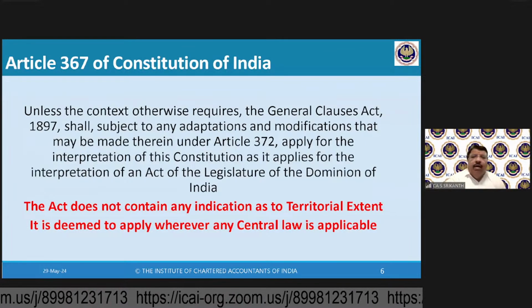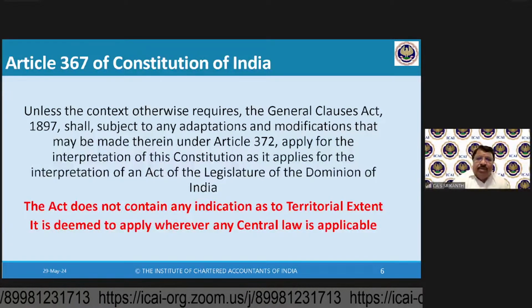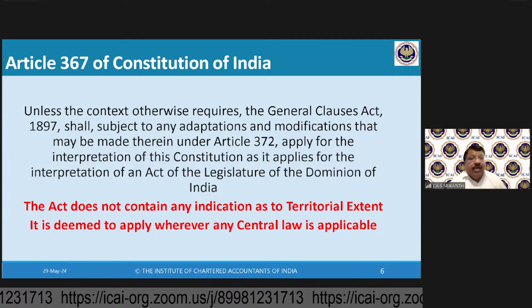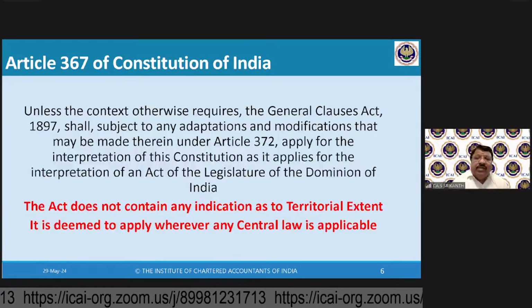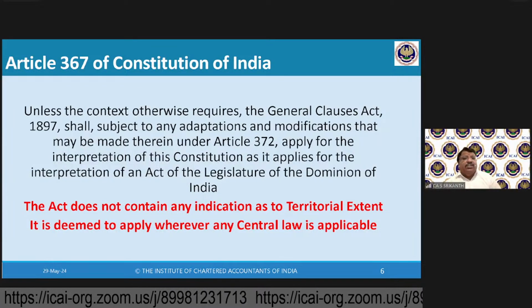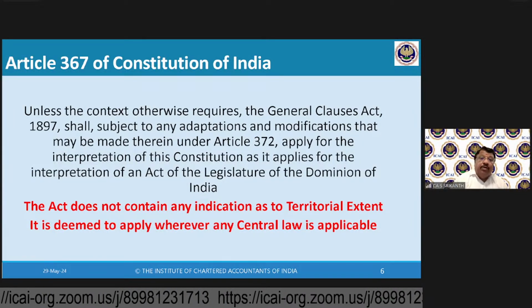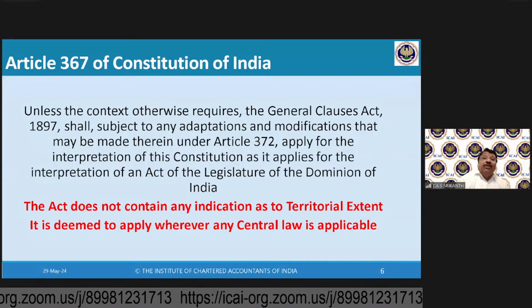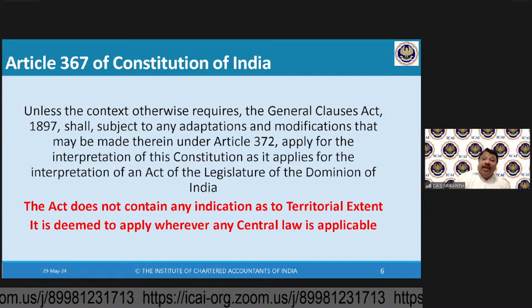Article 367 of the Constitution of India is mentioned here. Unless the context otherwise requires, the General Clauses Act, subject to any adaptations and modifications made under Article 372, shall apply for the interpretation of this Constitution as it applies for the interpretation of an Act of the Legislature of the Dominion of India.